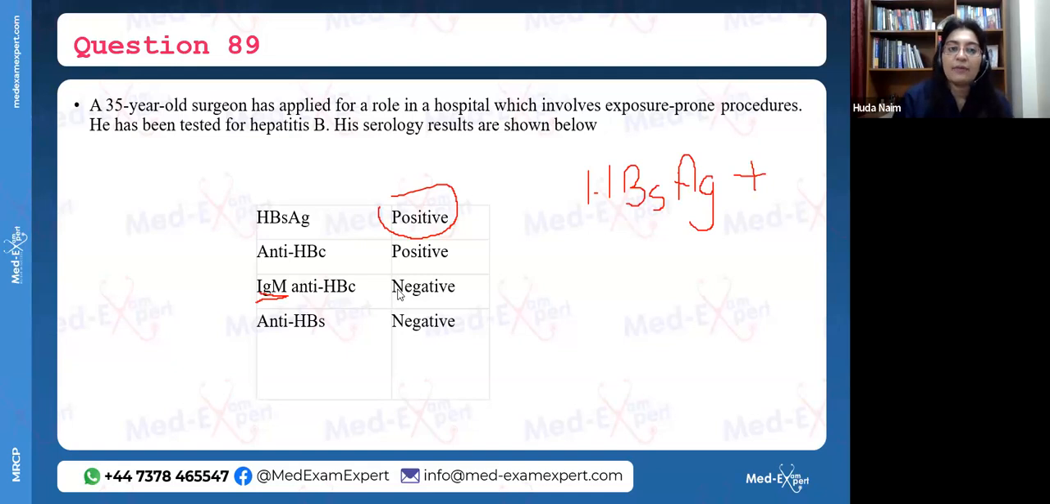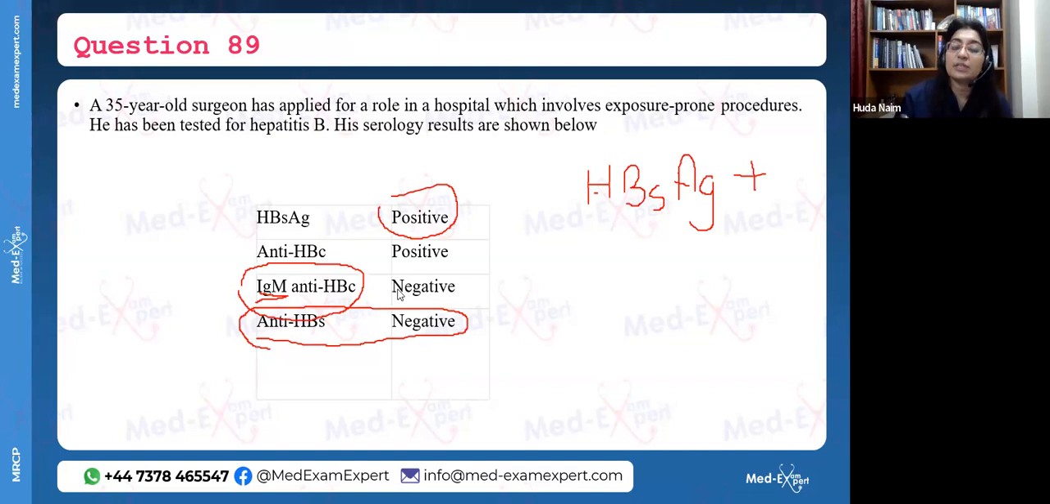Now if the anti-HBs has developed, that means the antibodies have developed, which means this is resolved. If the hepatitis B surface antigen is positive, that means there is hepatitis B infection going on. If the anti-HBc IgM antibodies are negative, that means that this is a chronic infection.